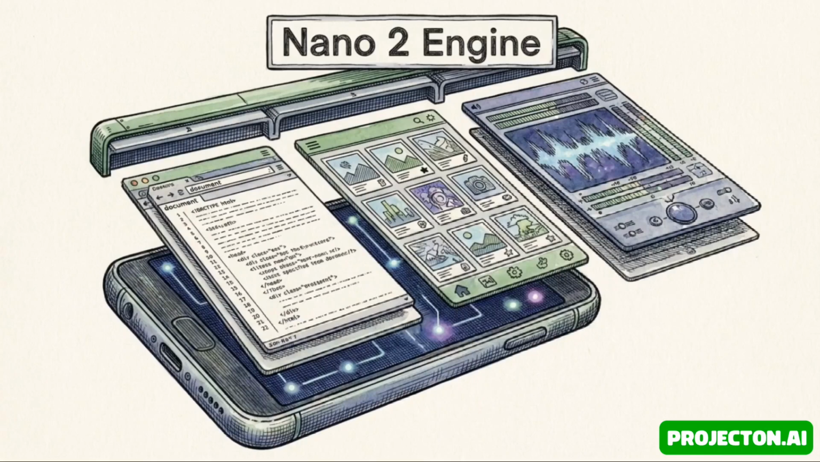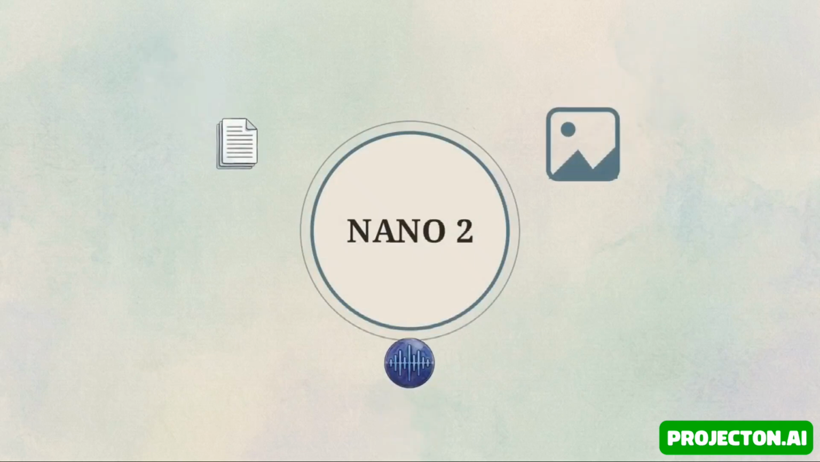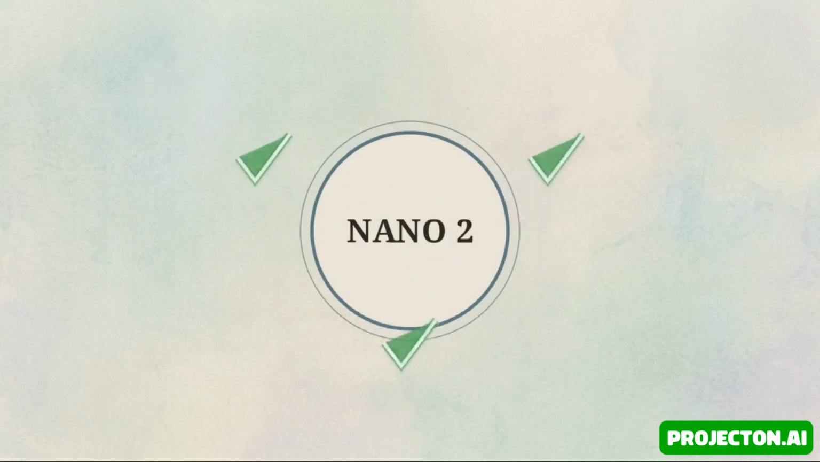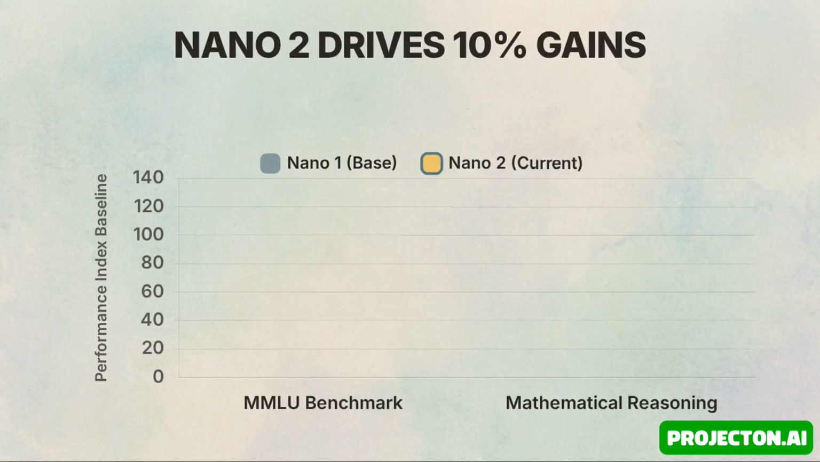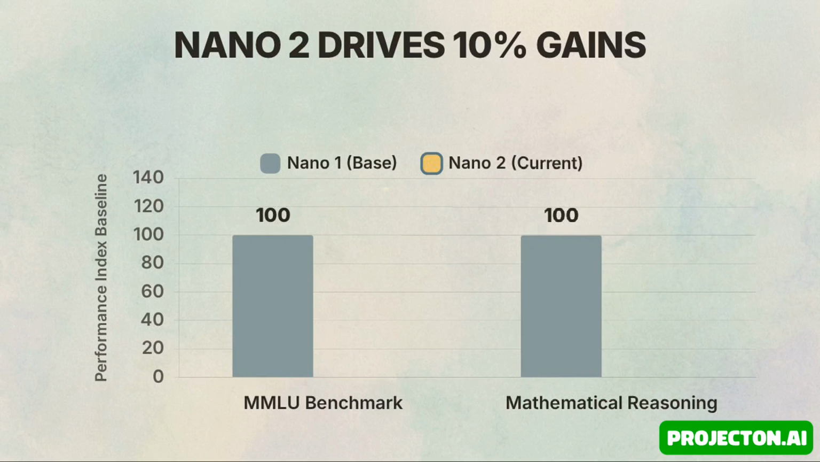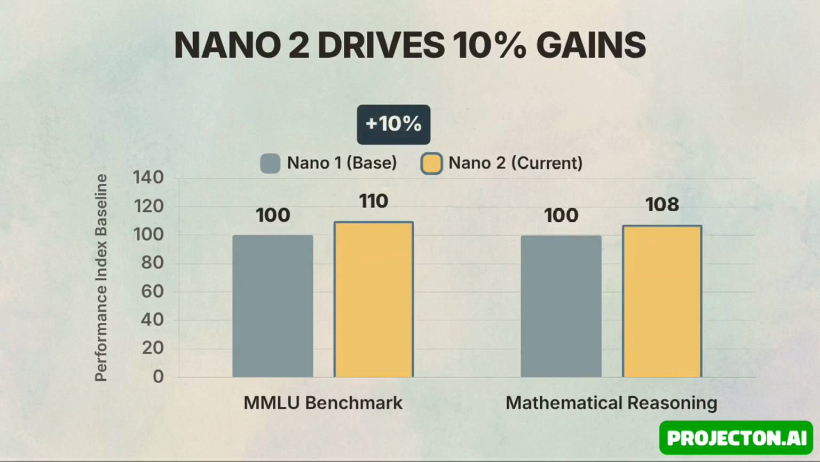The Nano 2 model expands these capabilities by introducing native multimodal processing, allowing the system to interpret text, images, and audio locally. In standardized testing, this architecture achieved a 10% increase in MMLU benchmarks and a 9% improvement in mathematical reasoning over the first generation.